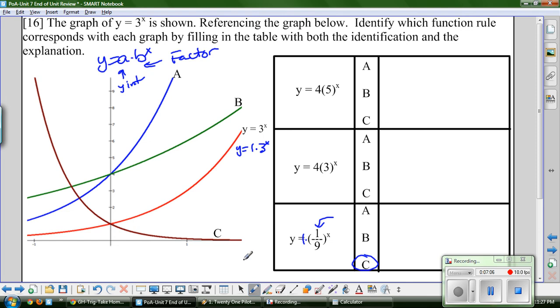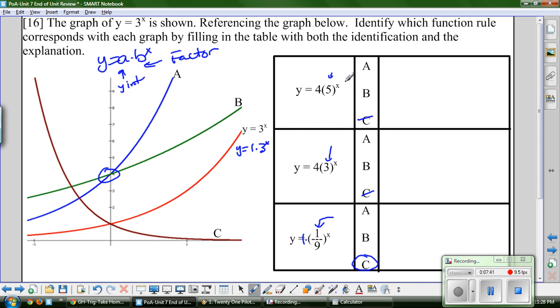Now that just leaves A and B for these two choices. Check this out. We can confirm it because they both cross at 4. Boom, 4 and 4. So we know A and B are at least the right things we should be looking at. But look at the two growth factors. That's 5. That's 3. Which one should be growing faster, 5 or 3? Pause the video, stop and think, and you're back. Hopefully you said 5 grows faster. So if you're looking at A and B side by side, A is growing faster than B, therefore A has to be with the 5 and B has to be with the 3.